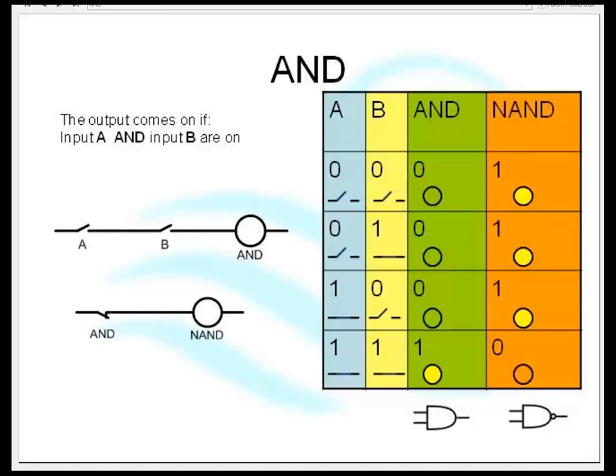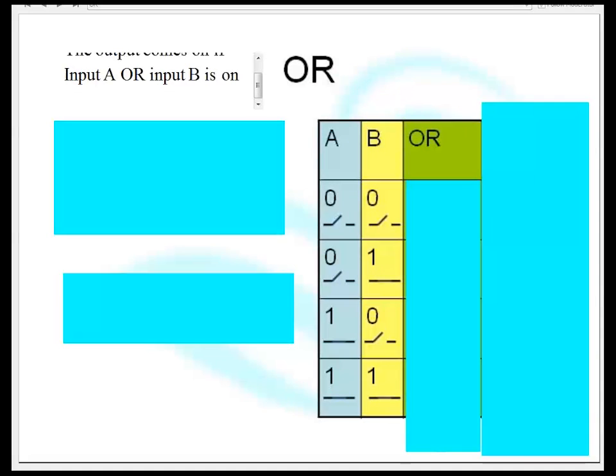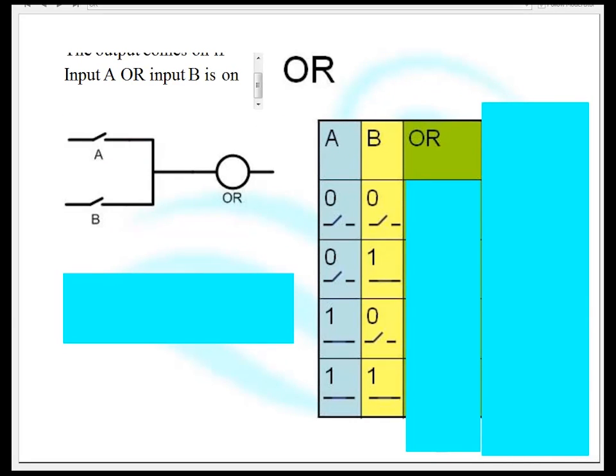Okay. So English language tells us which switches we've got and how to wire them. Let's have a look at the OR. OR means two switches in parallel. The output comes on if input A or input B. So we have two switches called A and B, and we have them wired in parallel. Because it says OR, we know it's in parallel.